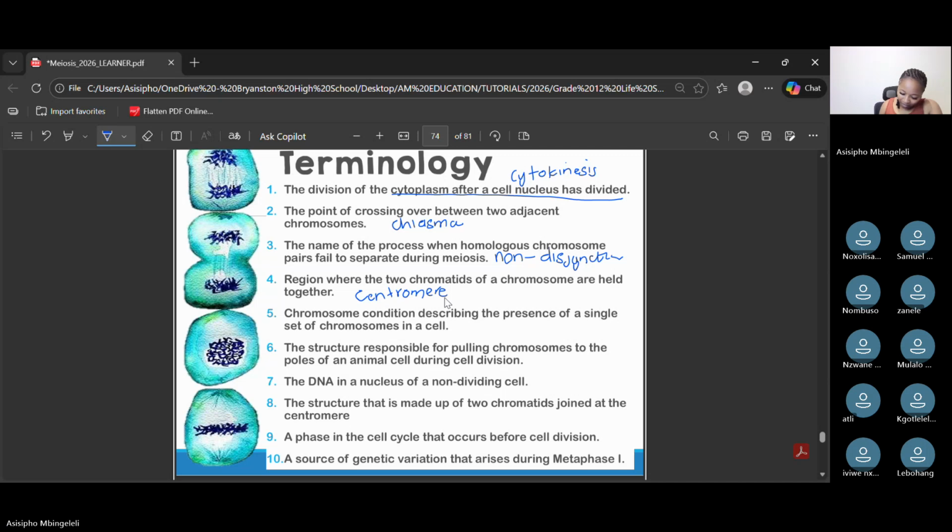Number 5. We didn't get this one. So remember, we have haploid and diploid. If you're only having a single set of a pair, that's haploid. If you're having a full set, that's diploid.